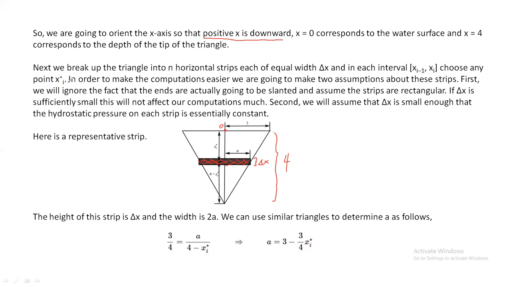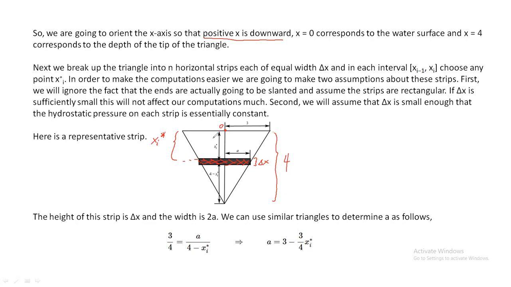Choose any point x sub i asterisk. Now, the x sub i asterisk will represent it like this. From there going down until only here, that's your x sub i asterisk. From the surface down to the horizontal strip that we have drawn.